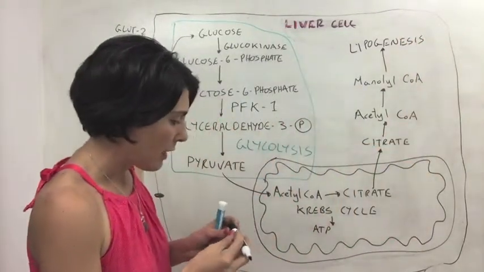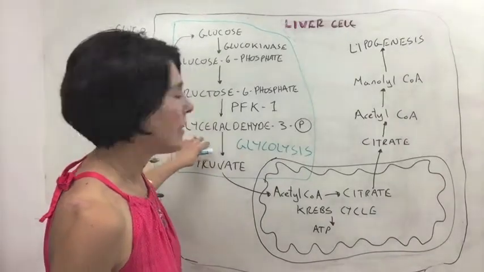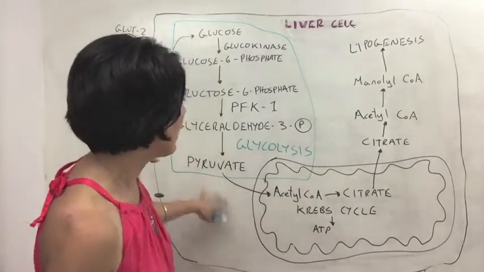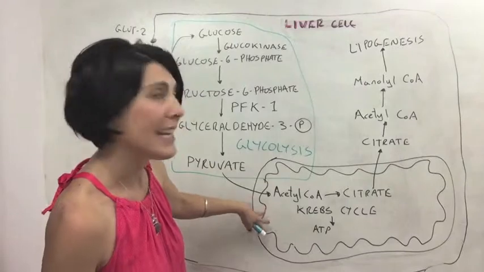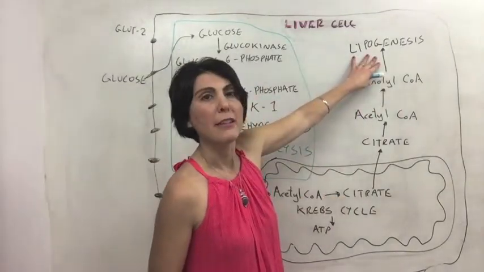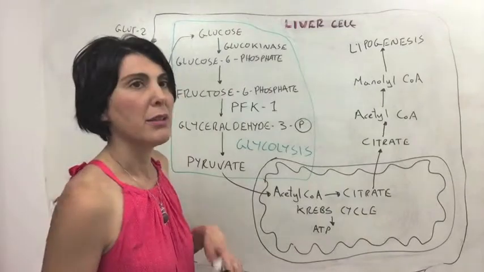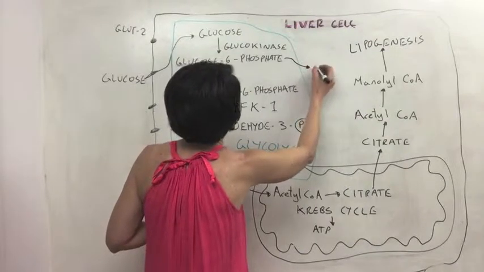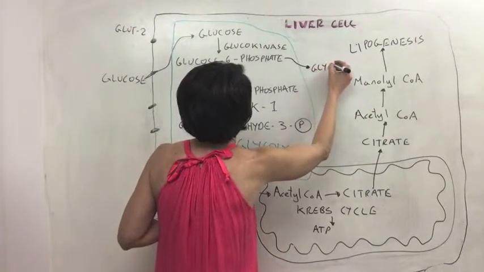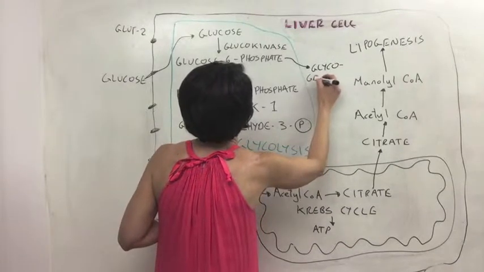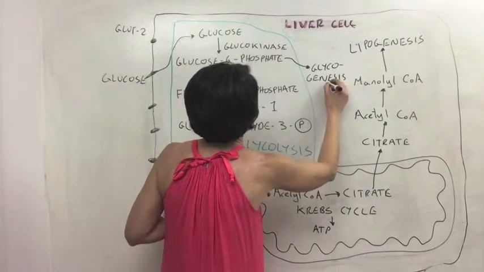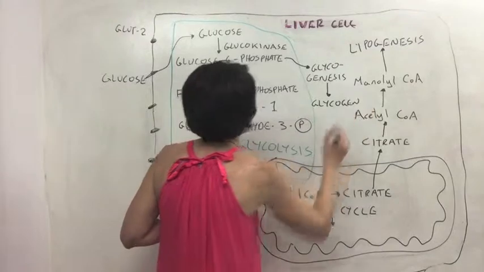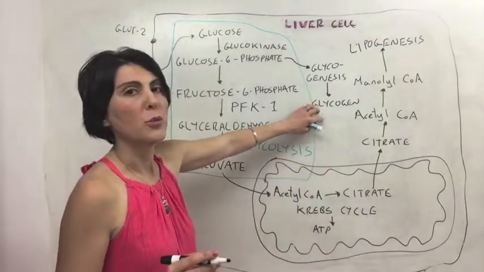Okay, so far we've looked at how glucose can be utilized to make ATP without oxygen and with oxygen. We've also seen that glucose in excess can be then stored as fat. The other way that glucose can be stored is through glycogen, and that happens from glucose 6-phosphate. You will get glycogenesis, and that will lead to glycogen. So this is the main way that glucose will be stored.